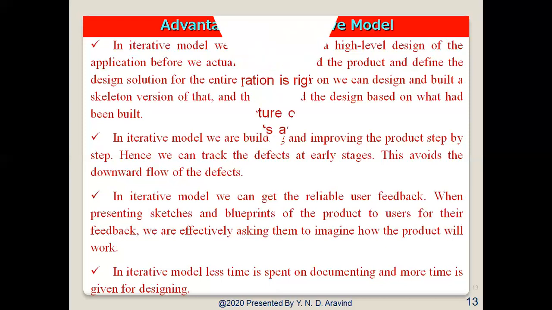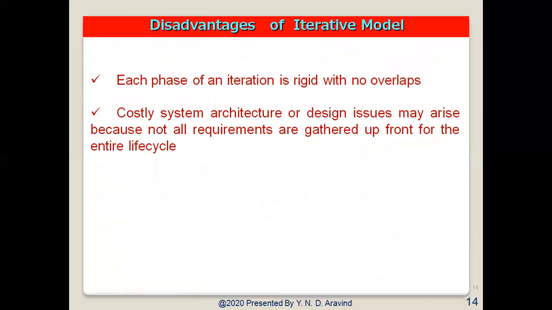Let us see some of the disadvantages of this model. Each phase of an iteration is rigid with no overlaps. More speed or lower cost may lead to lower overall system quality. There are dangers of developing a system with a business due to missing information. Projects may end up with more requirements than needed. That is one more disadvantage we can see in this particular iterative model. There is a potential for inconsistent design within and across the system.